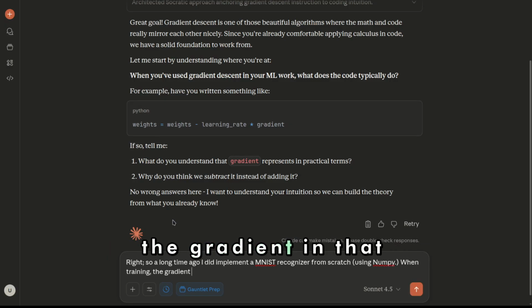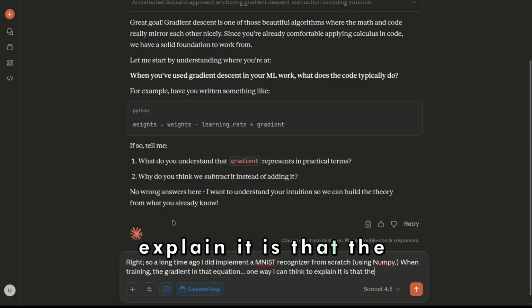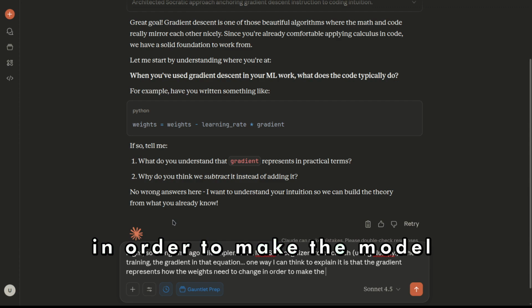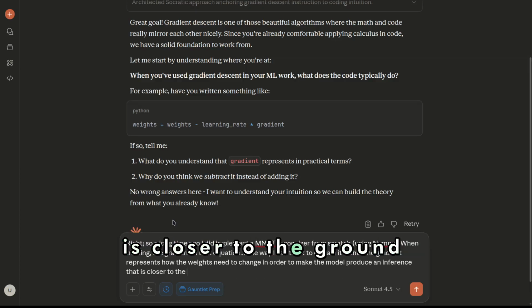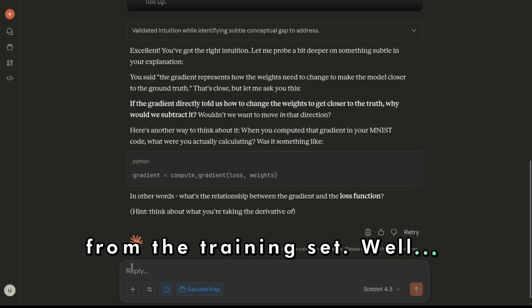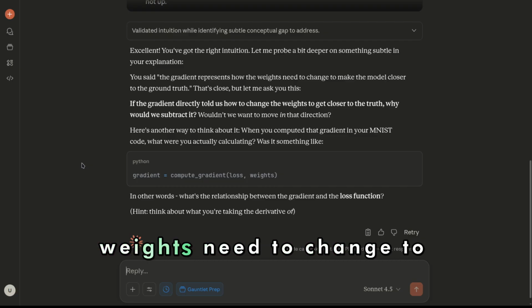Right. The gradient in that equation represents, one way I can think to explain it, how the weights need to change in order to make the model produce an inference that is closer to the ground truth label in the data set, given the matching input from the training set. Oh, what am I taking the derivative of?